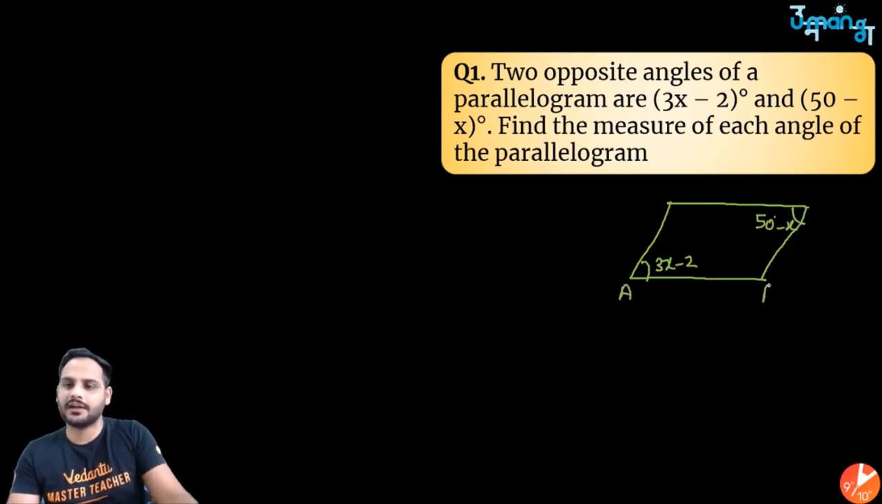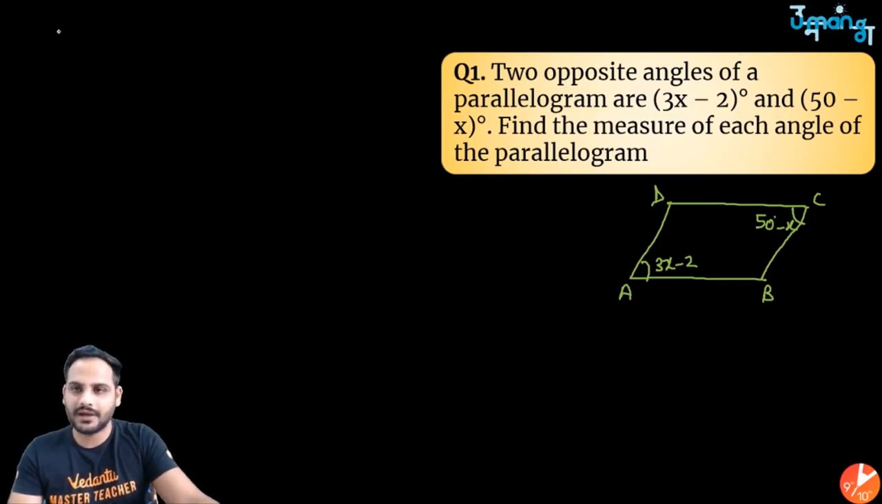Let's say angles A, B, C and D. I know since it is a parallelogram, opposite angles will be equal.